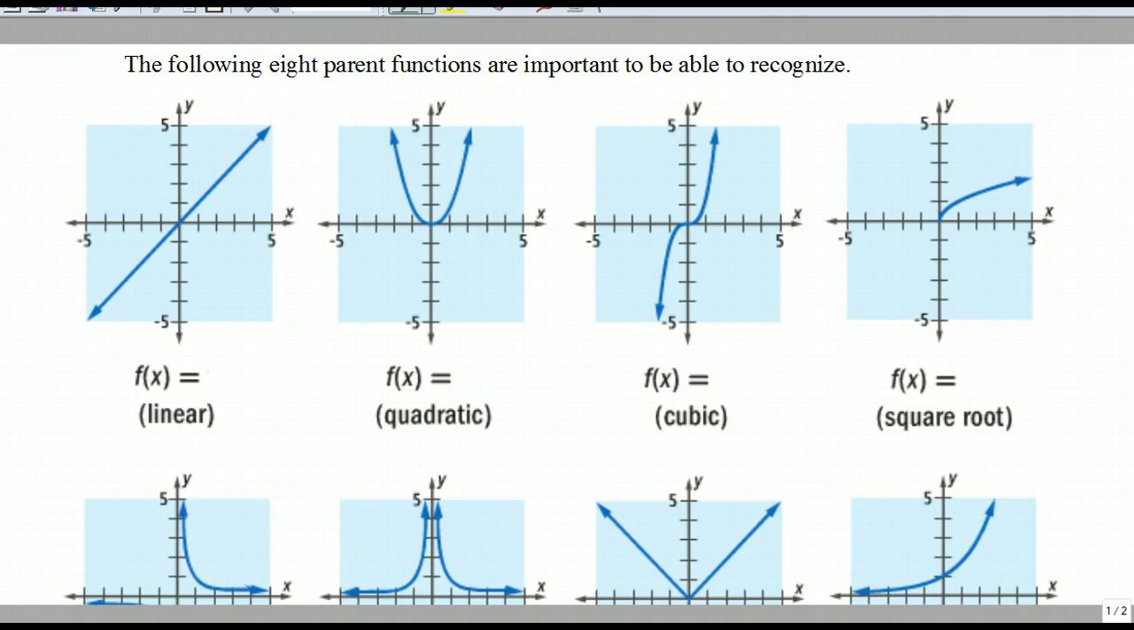So this first one is a linear, and it's pretty obvious why it's linear. Why? Because it's a line, right? So actually, the main parent function of this is just x. F of x equals x. Because this particular one has a slope of what? 1. And it has a y-intercept of 0, so it's just x.